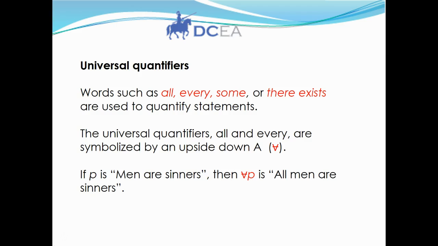Universal quantifiers. Words such as all, every, some, or there exists are used to quantify statements. The universal quantifiers all and every are symbolized by an upside-down A. Example, if P is men are sinners, then this symbol in front of P is all men are sinners. So this symbol signifies the word all.